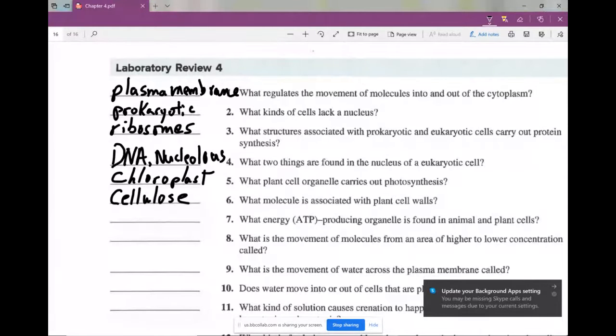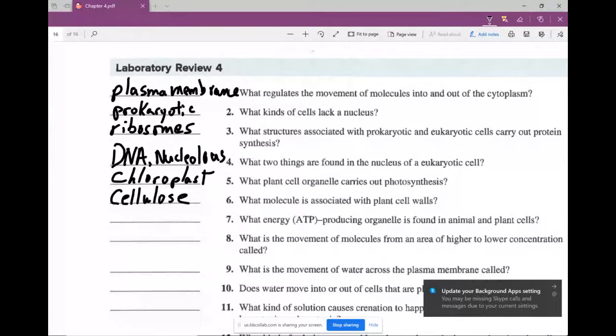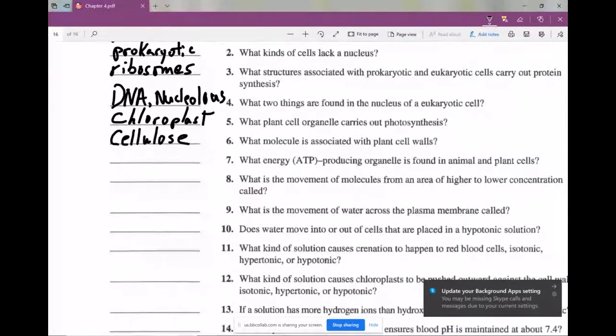And in nature, things that you can see that can digest cellulose would be fungi. Whenever you see a fungus growing on a tree, that's what it's doing. It's digesting wood, and it happens very slowly. So cellulose happens to be an excellent material if you want to make sure that it doesn't get broken down very easily. What energy ATP producing organelle is found in animal and plant cells?